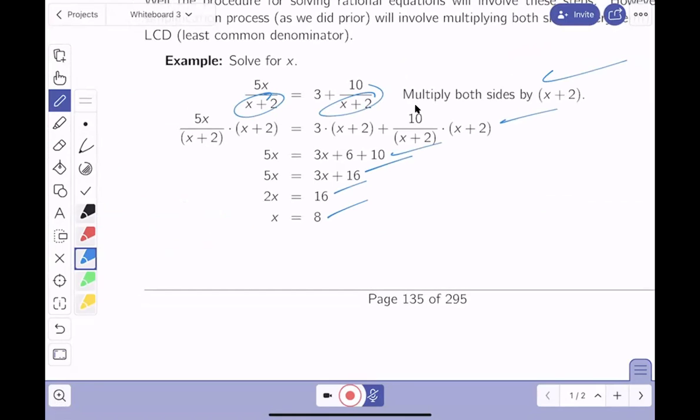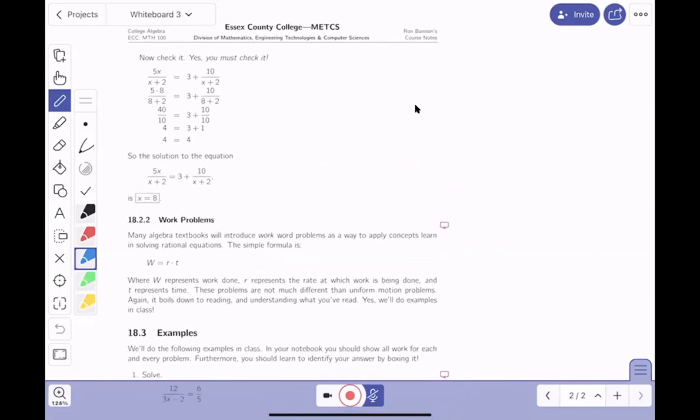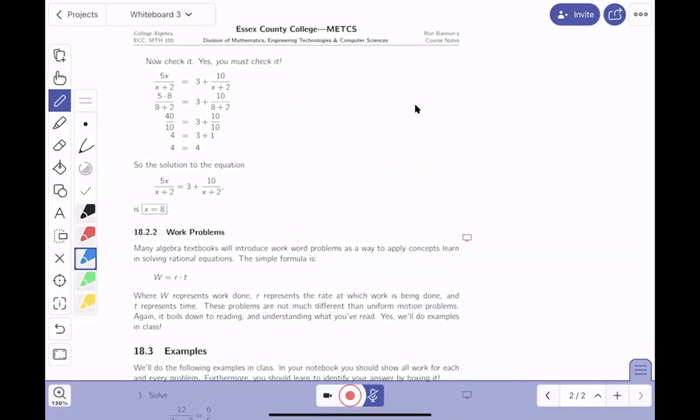The key, though, is that this sometimes may not be the correct answer. That's why you must check. If it's not the correct answer, you are to cross it out. Okay, let's go to the next page. What you see over there is just me going through the check. That's all I've done over here.